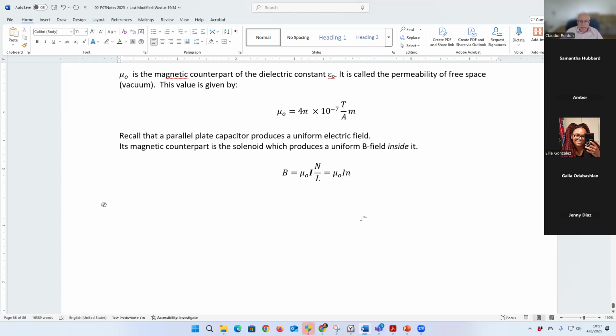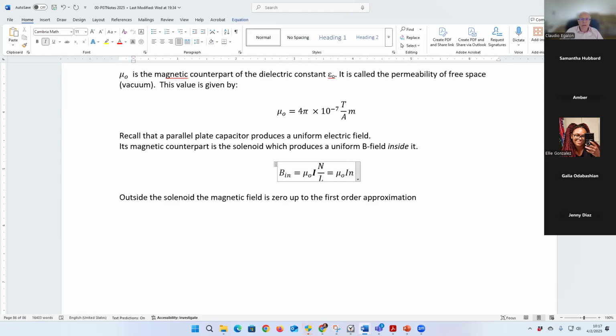Let's put it this way. Outside the solenoid, the magnetic field is 0 up to the first order approximation. It's not exactly 0, but it's very weak. That's why I'm saying up to the first order approximation. So here you go, I'm going to write that down. Be inside the solenoid.